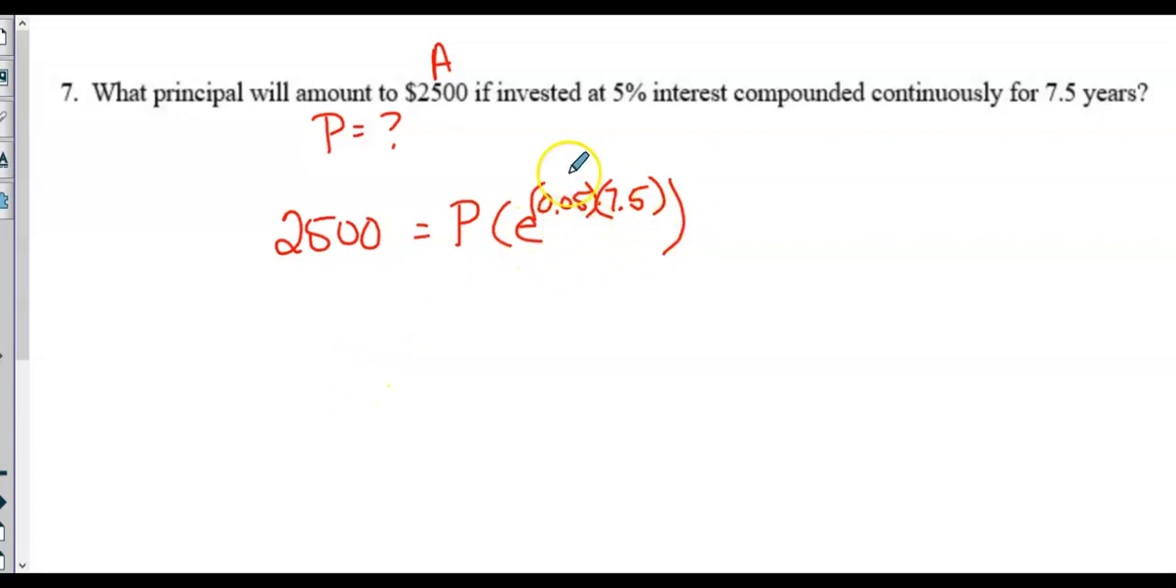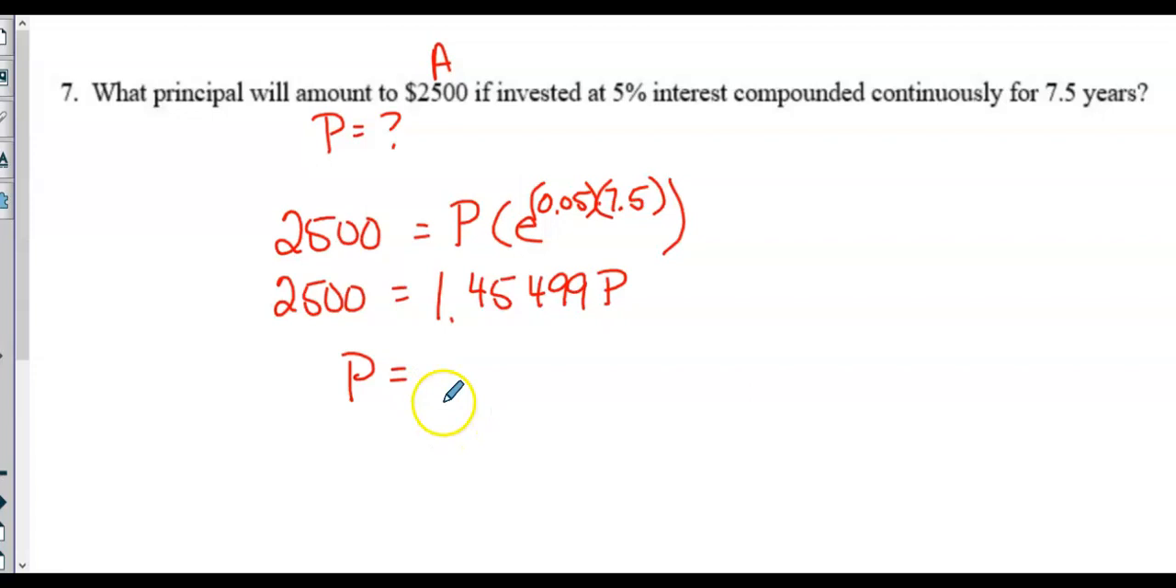So let's enter this in our calculator, and we have 2,500 equals 1.45499 times P, and then just divide both sides by this. So you would need to invest $1,718.21 to have $2,500 after 7.5 years.